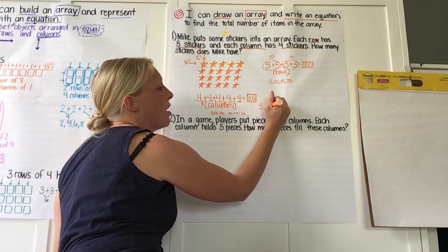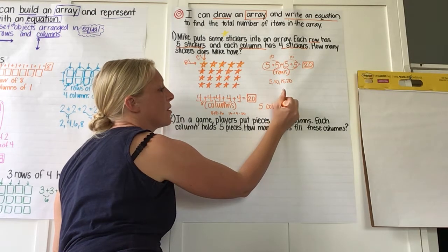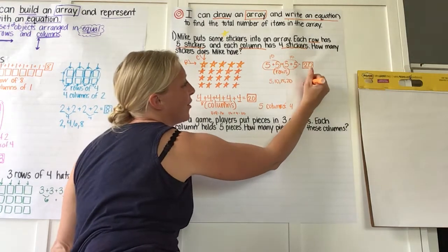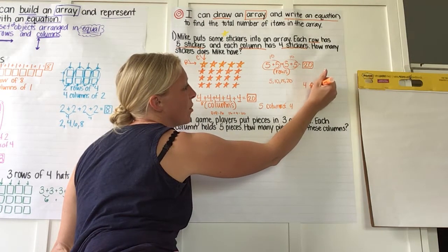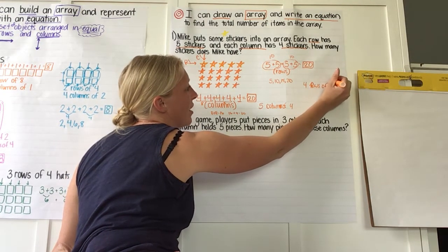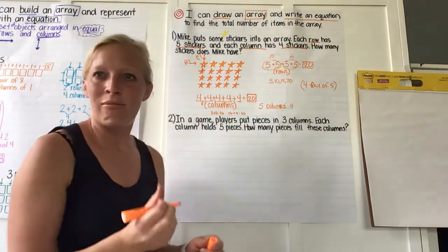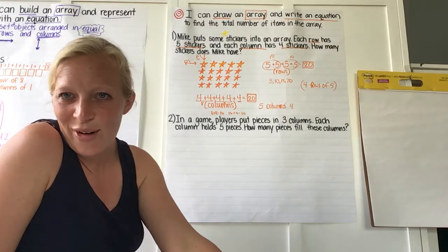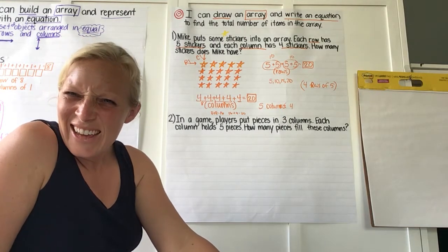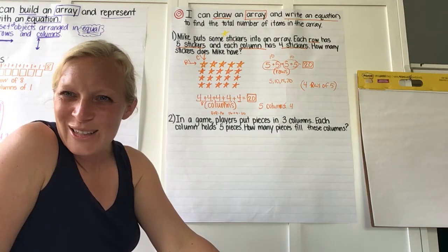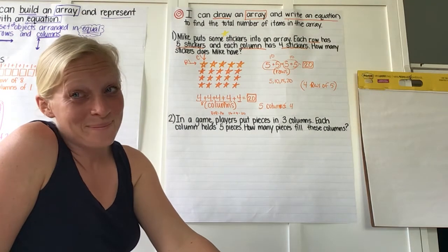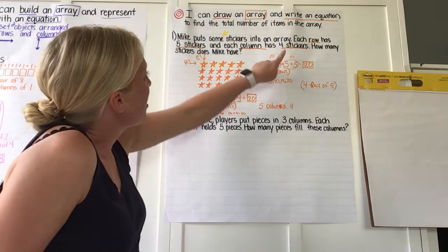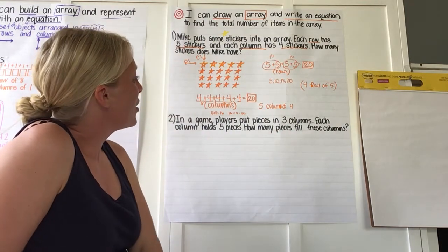5 columns of 4, 4 rows of 5. Those columns and rows are very tricky, aren't they? Do they kind of give us a clue as to how we can solve these problems? They can, and they are, right? So we can use these two pieces to help us know.